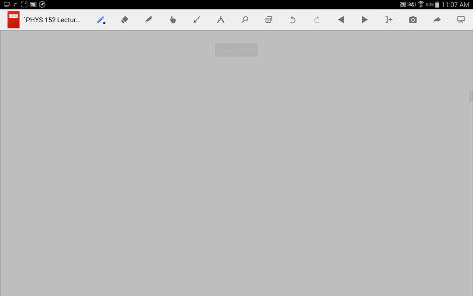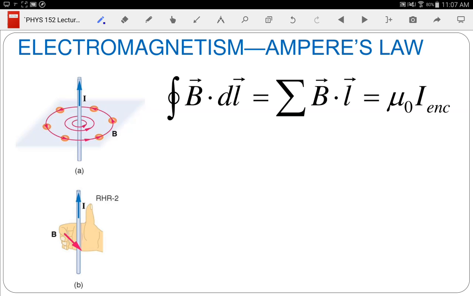So really, truly, this is going to have a wire. Now, this here is the calculus way of writing the circulation for Ampere's law. Integral just means you're adding up each little piece. And the circle means a closed loop. So now imagine that we have a vertical wire.